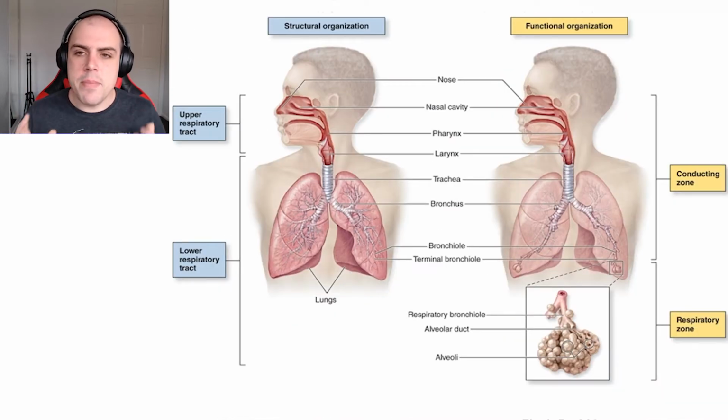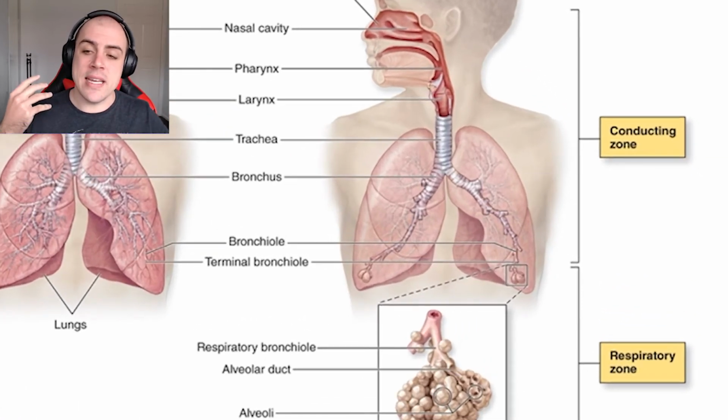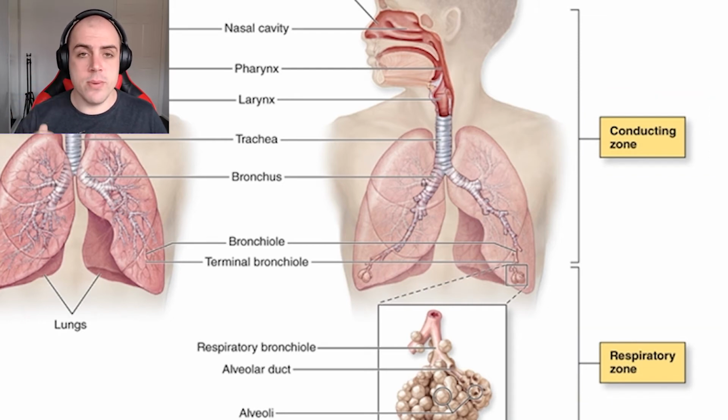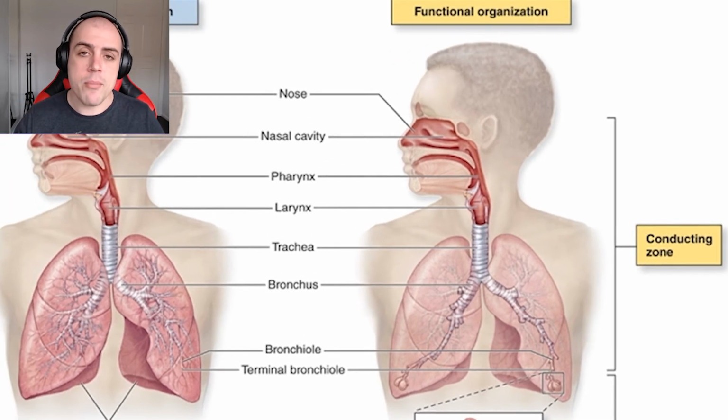So looking at our basic anatomy here, we're going to be breaking things down into 2 main zones. We are going to be looking at the conducting zone and the respiratory zone. Now, the distinction between these two is very important. The conducting zone, its primary role is movement of air.